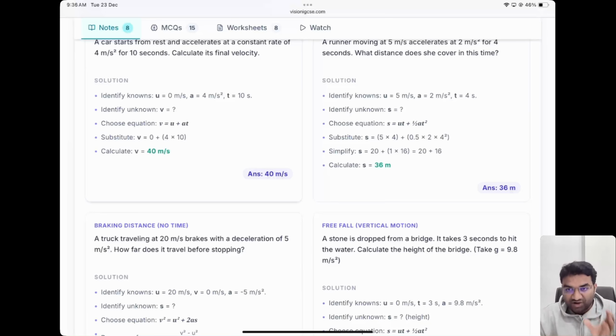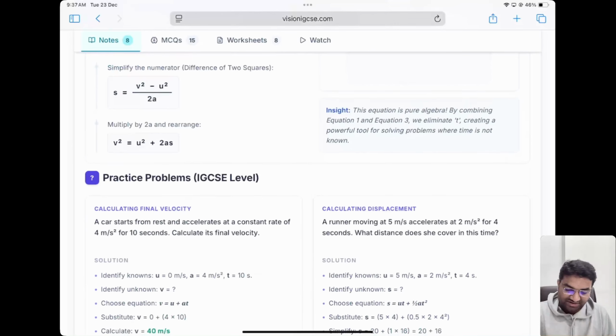For IGCSE papers, around 60-70% of the paper depends upon numerical questions, practical application based questions. So to tackle those kinds of questions, you need to have a basic understanding of how to solve the questions, and all those things are included in our website.